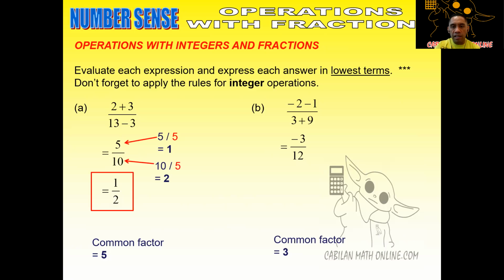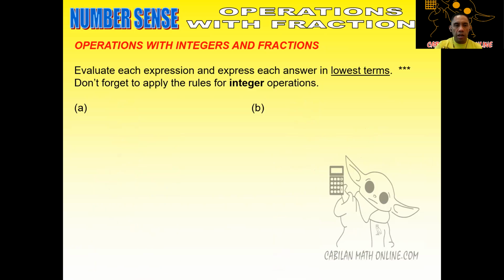So what I'm going to do is take the negative 3 and divide that by 3, and that gives me 1. Don't forget, when you take a negative number and divide it by a positive number, the resulting answer will always be negative. Okay, and we're going to take this 12 and divide that by 3, and that's going to give me 4. So the resulting answer for this will be negative 1 over 4. Okay, all right, let's take a look at more examples here.